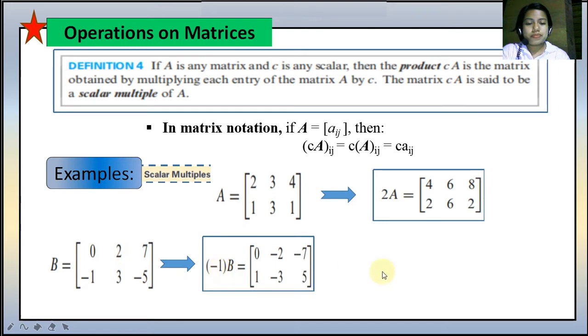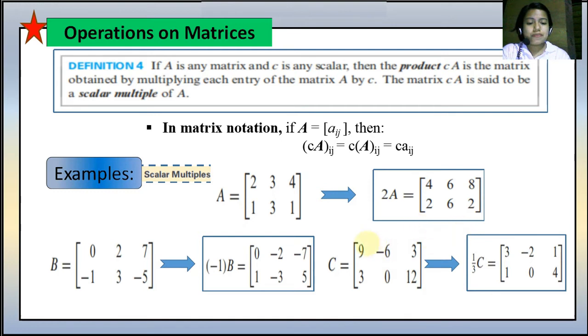Then we have another example, matrix C with entries 6, 9, negative 6, 3, 3, 0, and 12. So we have a scalar multiple of matrix C here by 1/3, since we will multiply all entries of C by 1/3. So 1/3 of 9, that's 3, 1/3 of negative 6, it's negative 2, 1/3 of 3, that's 1, 1/3 of 3 again, that's 1, 1/3 of 0 is 0, and 1/3 of 12, it's 4. So here we have a scalar multiple of matrix C by 1/3, since we multiplied all entries by 1/3.